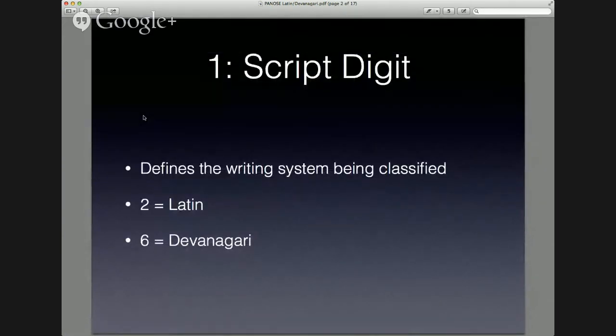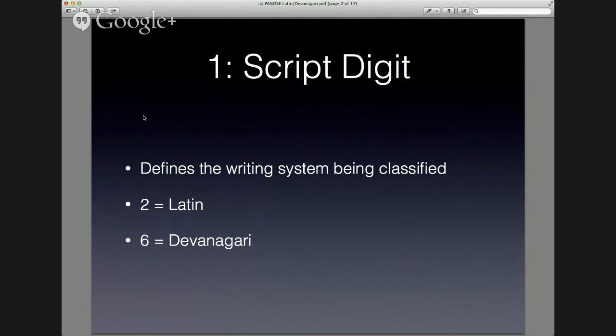Okay. The first digit in a PANOSE number is the script digit, which is basically what language you are talking about. 2 has always been Latin. And so there was Latin, there was handwritten, there was iconographic fonts. So that was 3, 4. And somebody else was 5. Oh, Kanji was 5. And then 6 is now Devanagari.